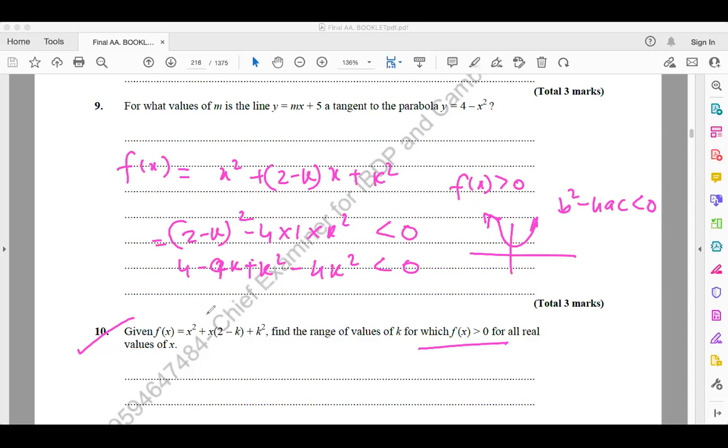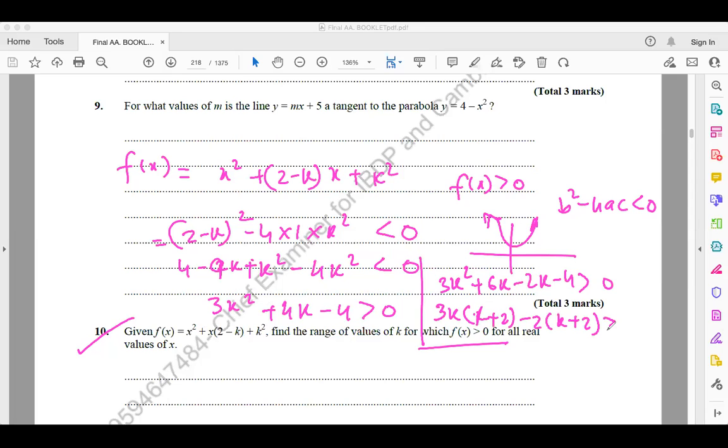If you bring everything to the right side, you get 3k squared plus 4k minus 4 greater than 0. Now you have to factorize this. The product of the numbers is negative 12 and the sum is positive 4, so 6 and negative 2. So 3k squared plus 6k minus 2k minus 4 greater than 0. Factor it out: 3k, basically, this is going to be (k plus 2) and minus 2 (k plus 2) greater than 0. (k plus 2)(3k minus 2) greater than 0.